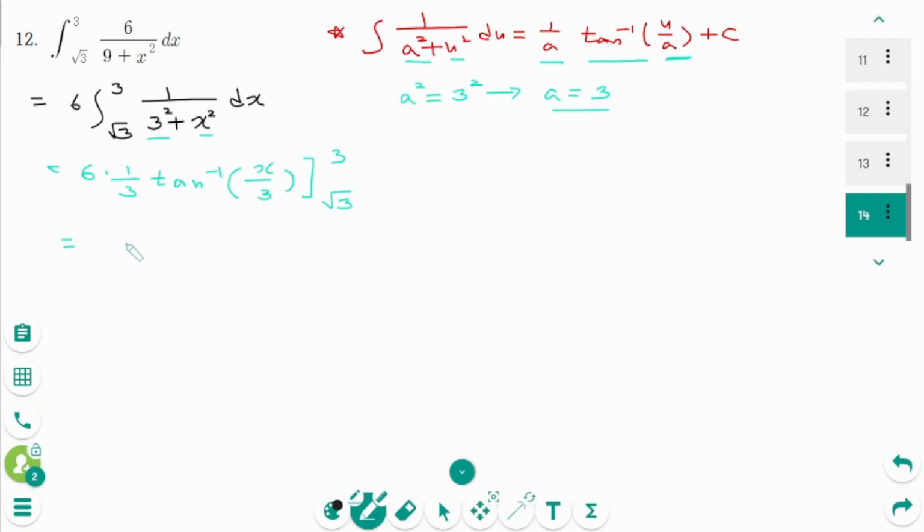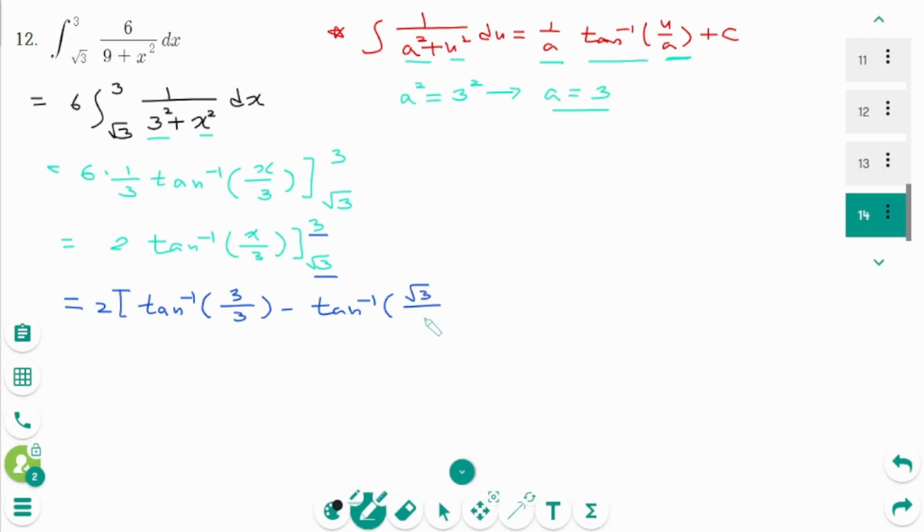We can rewrite as 2 times arctangent of x over 3, from square root of 3 to 3. Now evaluate the expression. 2 times arctangent, upper limit is 3, minus arctangent, lower limit is square root of 3. Then we can rewrite as 2 times arctangent of 1 minus arctangent of 1 over square root of 3.